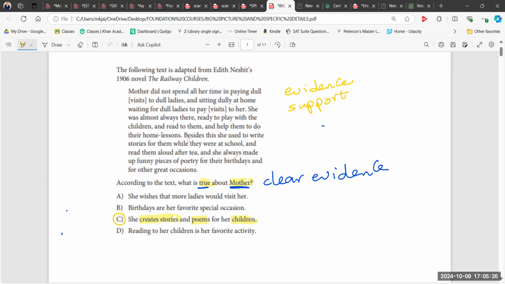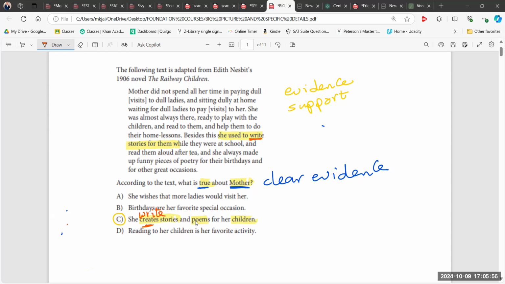she was almost there ready to play with children and read to them and help them. Okay, so ready and read for them. I'm looking for create stories. Where? Yes, besides this, she used to write stories for them. Yeah, she used to write stories for them. Create stories. I told you synonyms. I'm not going to find exactly the word, right? No. I've got create.